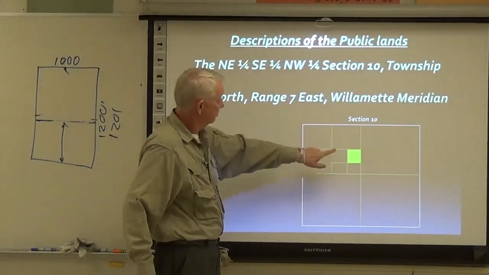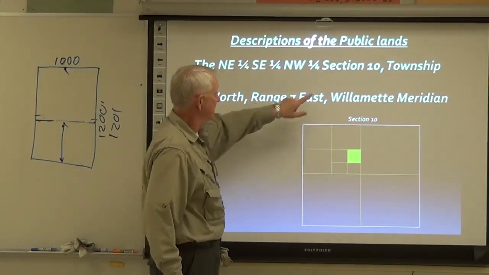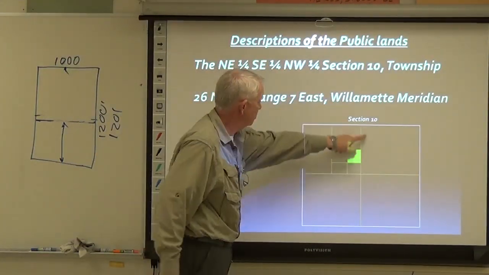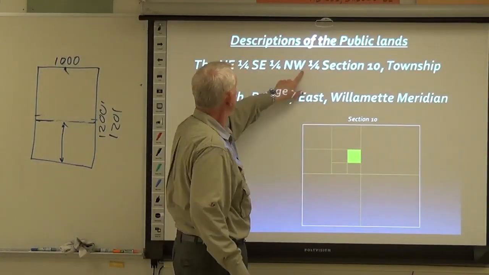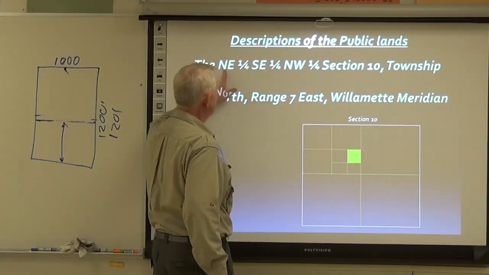Northeast quarter, northeast quarter. Or better yet, go backwards. Section 10. Section 10, northwest quarter. From the northwest quarter, the southeast quarter. From the southeast quarter, the northeast quarter.